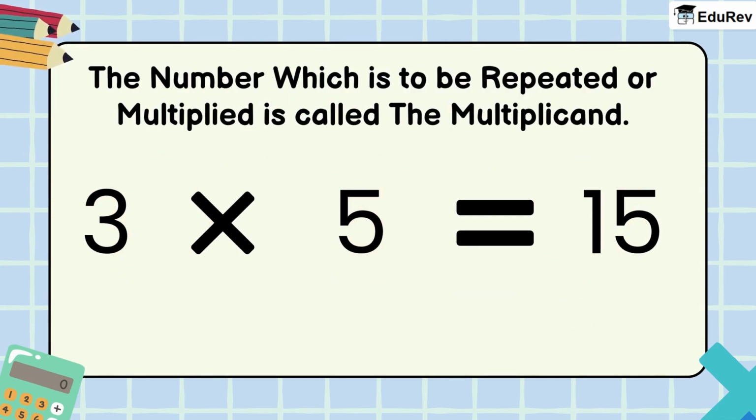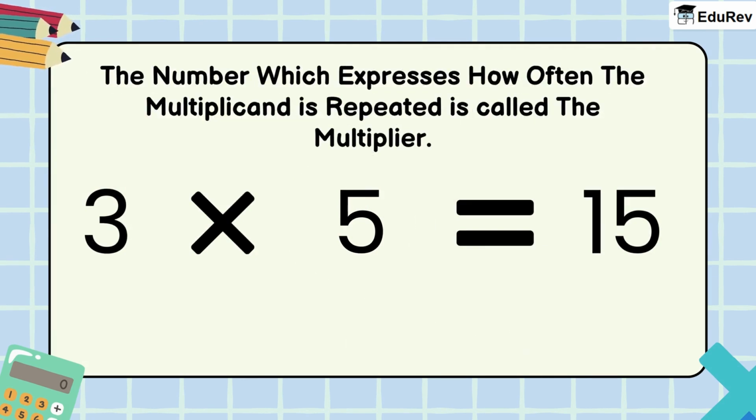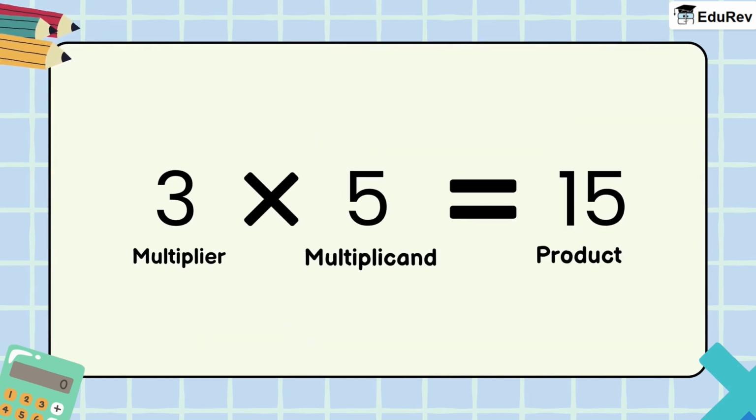Here, the number which is to be repeated or multiplied is called the multiplicand. So, here the multiplicand is 5. Now, the number which expresses how often the multiplicand is repeated is called the multiplier. So, here the multiplier is 3. Thus, multiplier times multiplicand is equal to product.